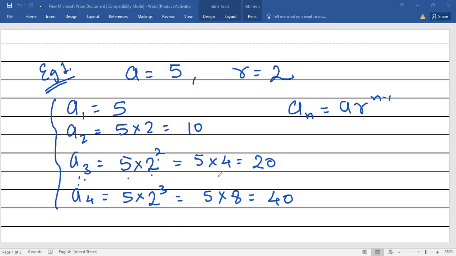Let us see one more example. So example number 2.